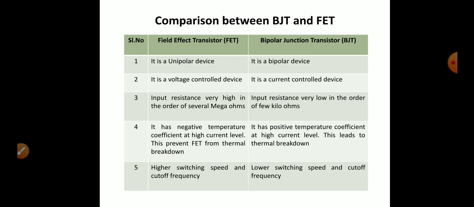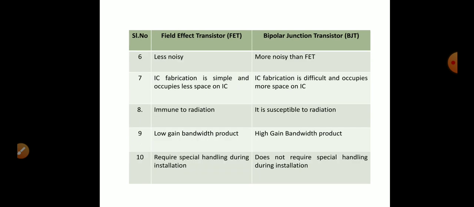Fifth comparison is higher switching speed and cutoff frequency. The higher switching speed and cutoff frequency of FET is mainly due to it not having minority carrier storage effects. That's why FET has higher switching speed and cutoff frequency. But BJT has lower switching speed and cutoff frequency because it suffers from minority carrier storage effects. Therefore, it has lower switching speed and cutoff frequency. Next comparison is FET is less noisy compared to BJT. But BJT is more noisy compared to FET.